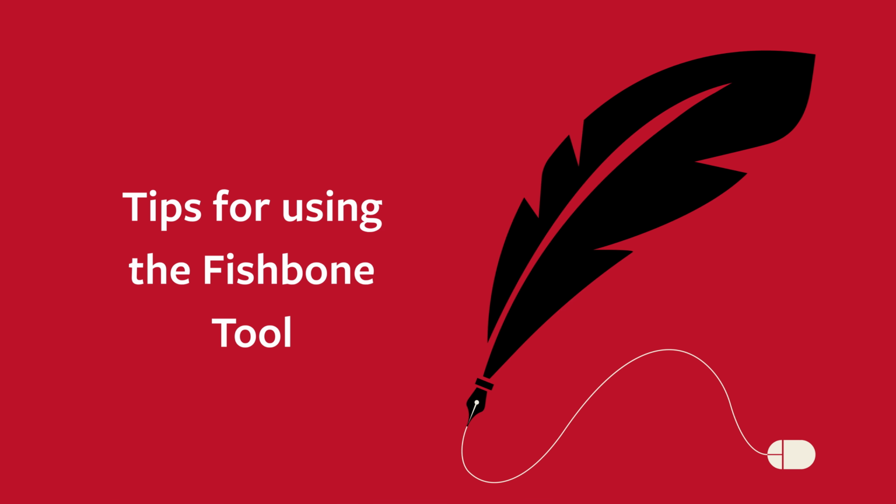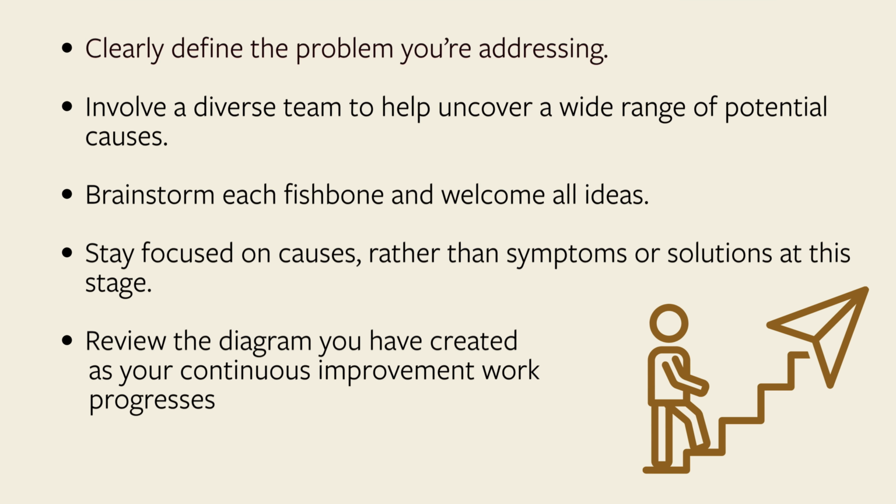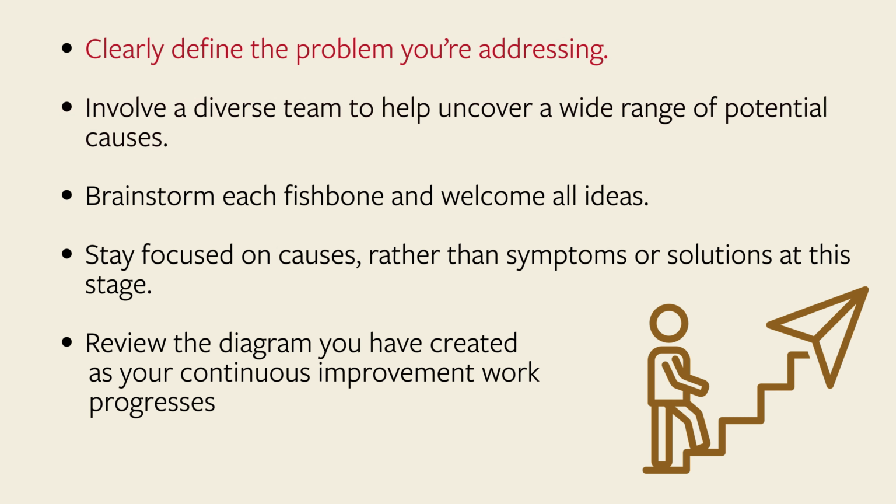So tips for using the fishbone are for you to clearly define the problem that you're addressing, involve a diverse team to help uncover a wide range of potential causes, brainstorm each fishbone and welcome all ideas, capture all of these on sticky notes, on a digital or physical whiteboard or flip chart paper. Stay focused on causes rather than symptoms or solutions at this stage. And finally, you review the diagram you've created as your continuous improvement work progresses to ensure you address the causes in your control to change.